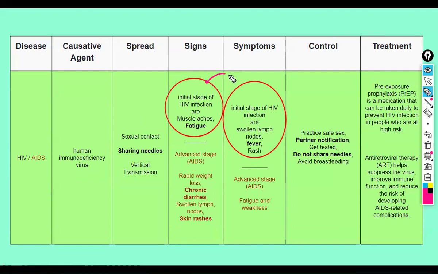This here is supposed to be here, and this is supposed to be here, right? Things like muscle aches and fatigue are symptoms. Those are things that the patient experiences, and the doctor can't really experience it or even measure it. So that was a mistake, guys. The signs and symptoms, or the two things that are circled there, should be switched, right?